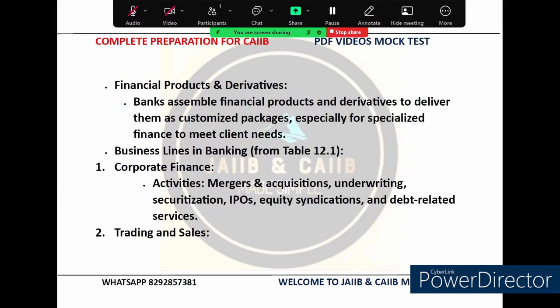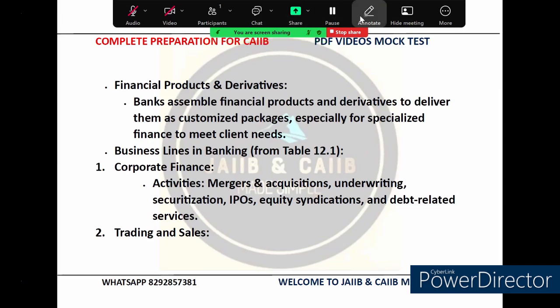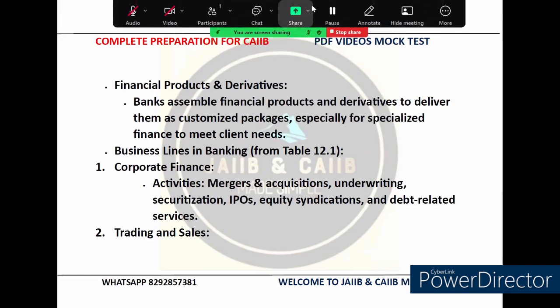Now let's move on to the next slide and talk about financial products and derivatives. So how banks manage risk by exploring the different financial products they offer and the various business lines within the bank. Banks don't just offer simple products like savings accounts or loans, they also put together financial products and derivatives to create custom solutions for their clients, right. So they create custom solutions for their clients, especially for those who need specialized financing.